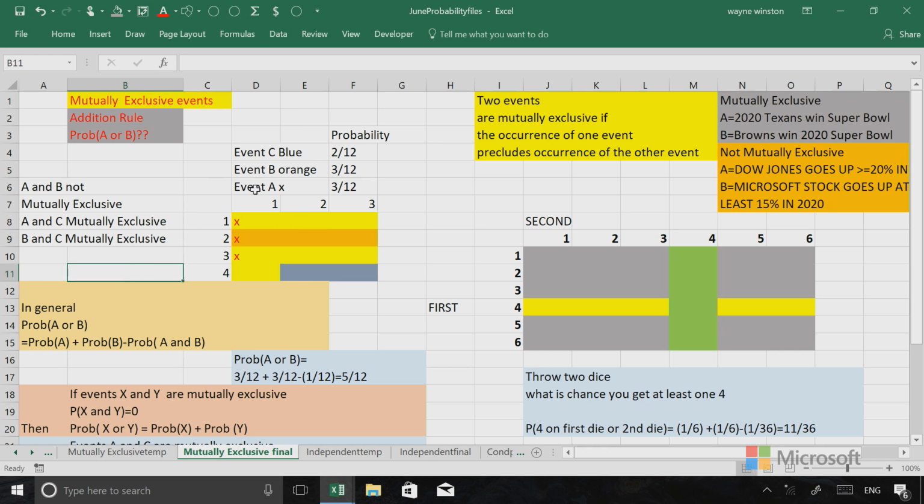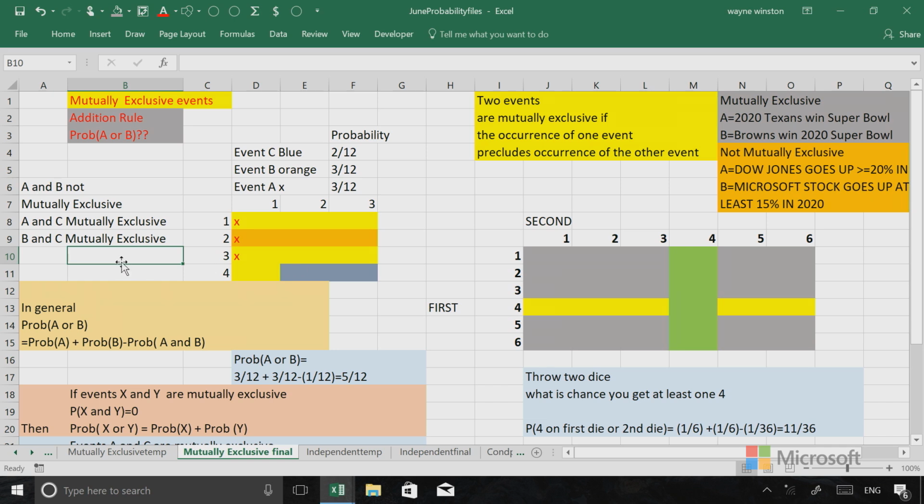Now, which of these pairs of events are mutually exclusive and which are not? Well, A and B are not mutually exclusive. Why? Because if you look at the X and the oranges, they overlap right here. They could both occur. Now, A and C are mutually exclusive. Why? The X's and the blues don't overlap. B and C are mutually exclusive. Why? Because the orange and blue don't overlap.